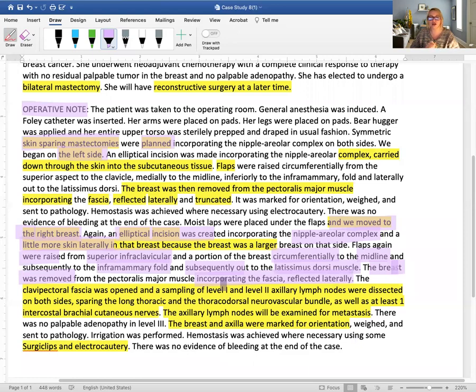Incorporating the fascia is talking about what layer they did take. So they did take the fascia and they reflected laterally. So they're talking about how they went along the side of the breast in order to follow through that procedure.